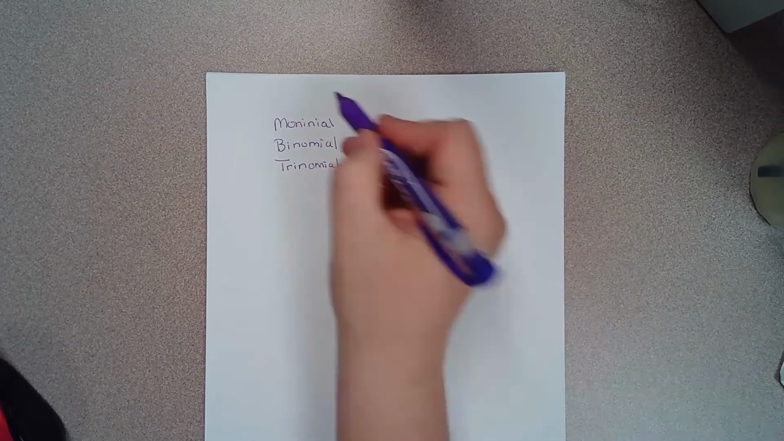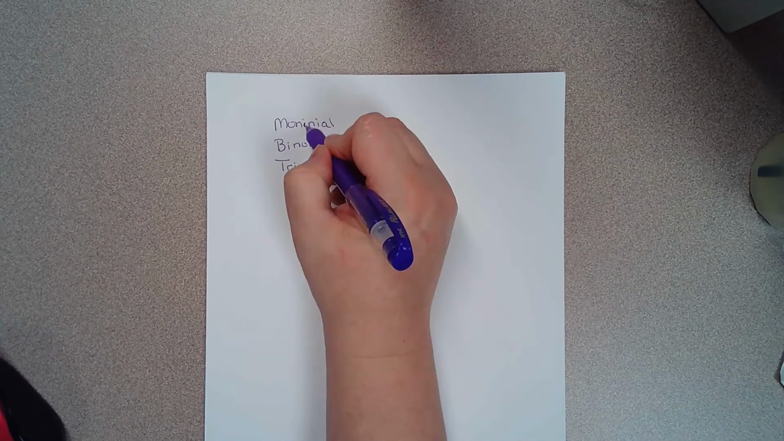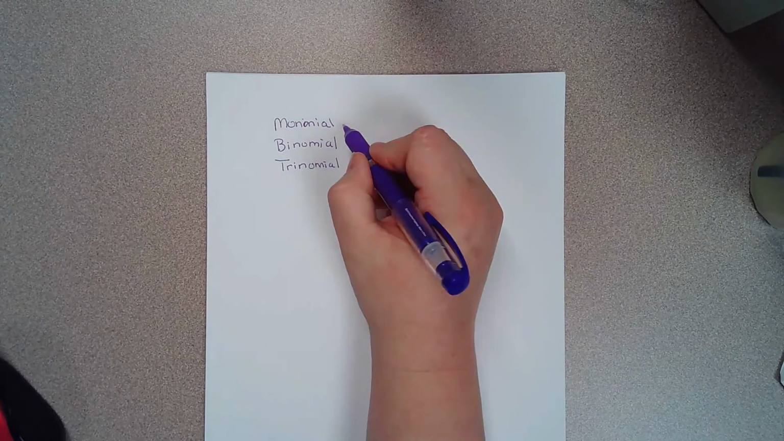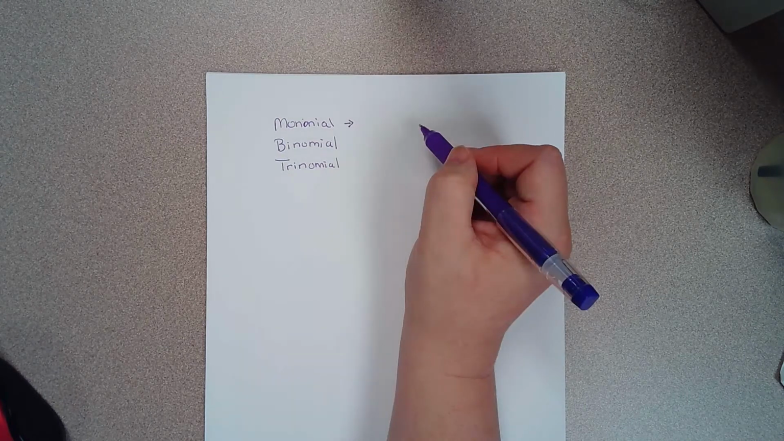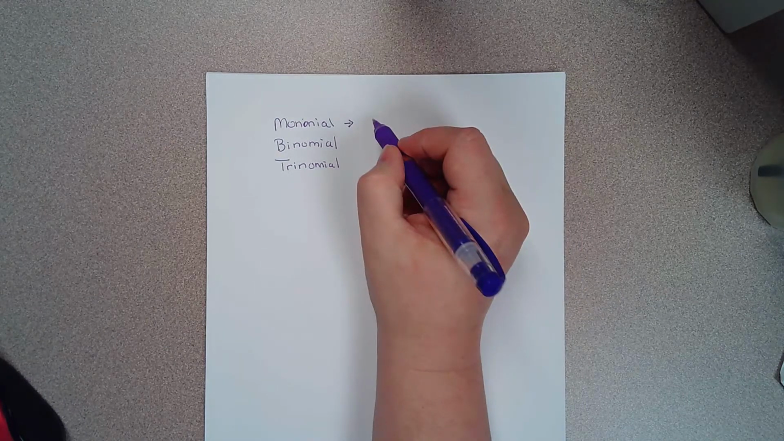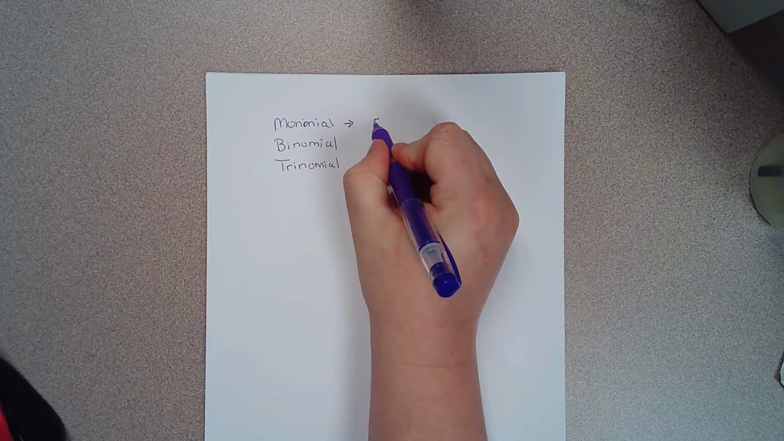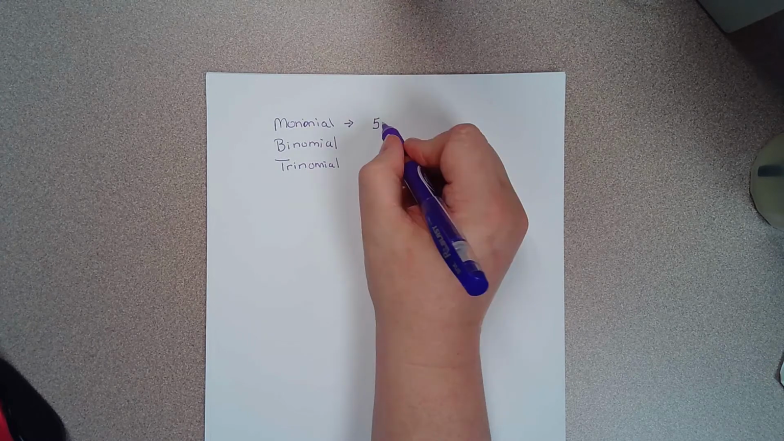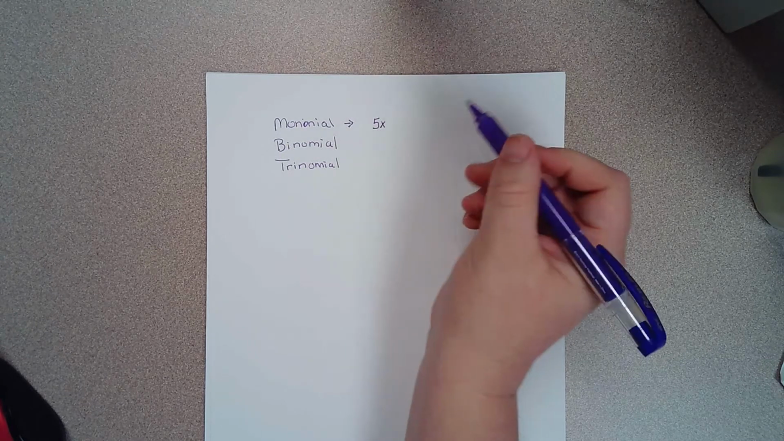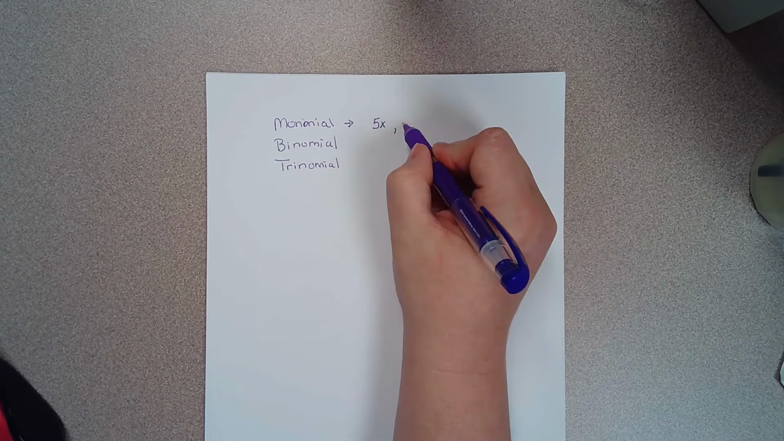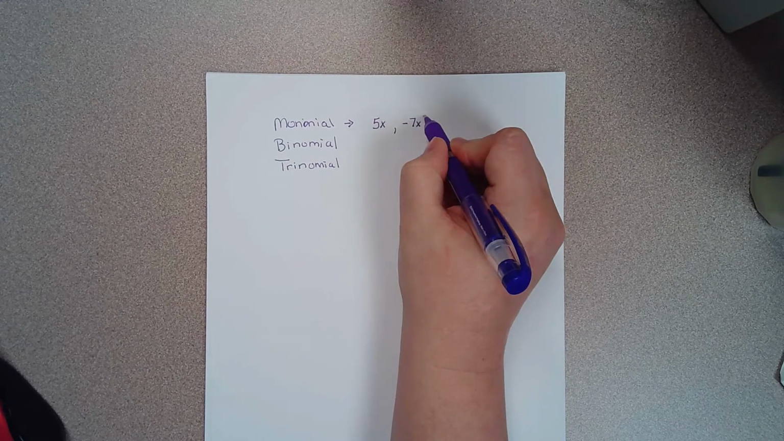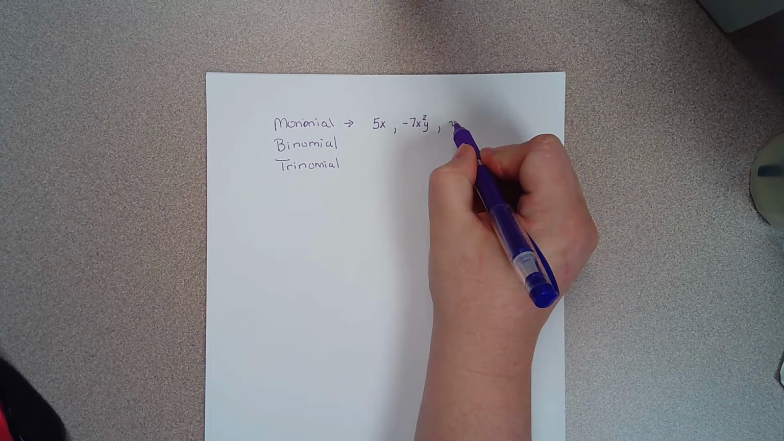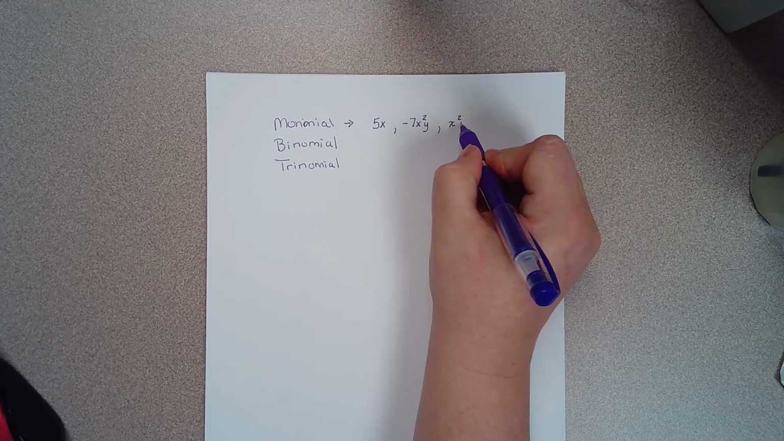Now, in a monomial, we are going to end up having one term. A term comes up with several different definitions, but in the algebraic sense, basically it is a numerical coefficient, which is a number, attached by multiplication to any amount of variables. So an example would be like 5x, or negative 7x squared y. Or another example would be something like x squared y cubed z.